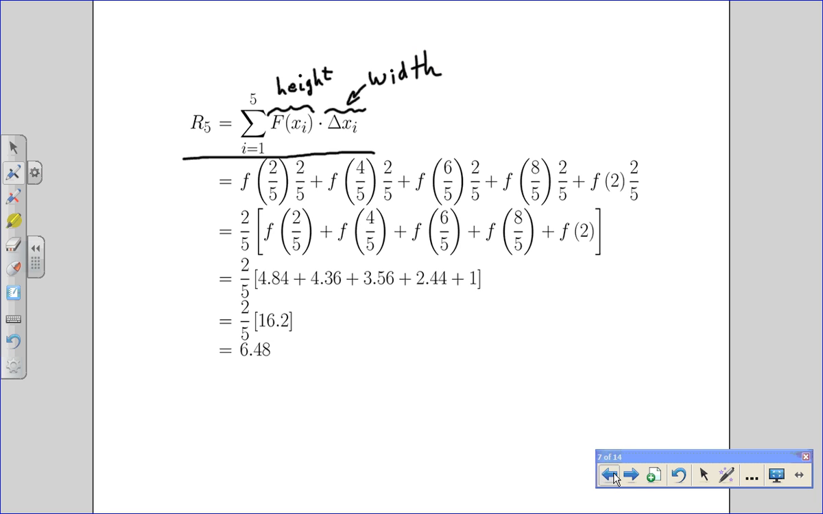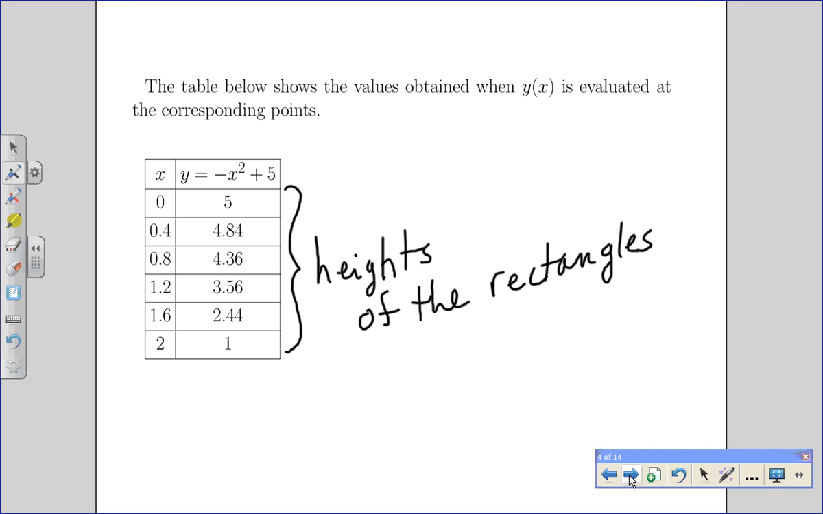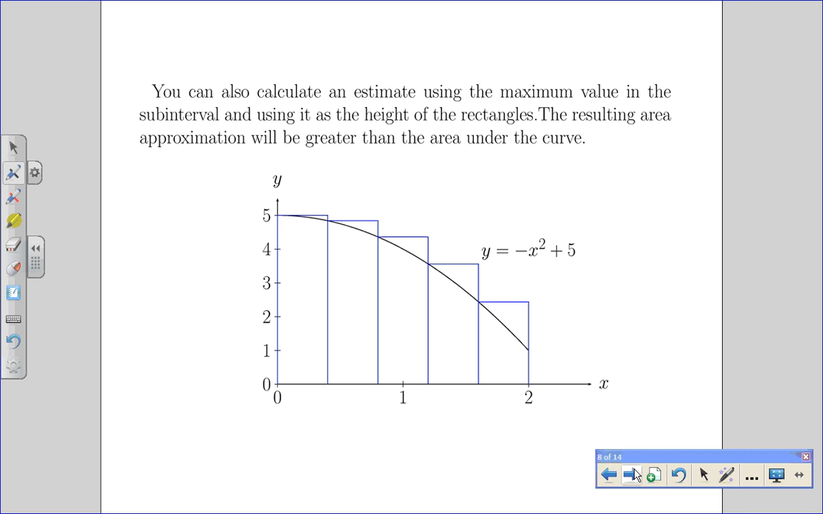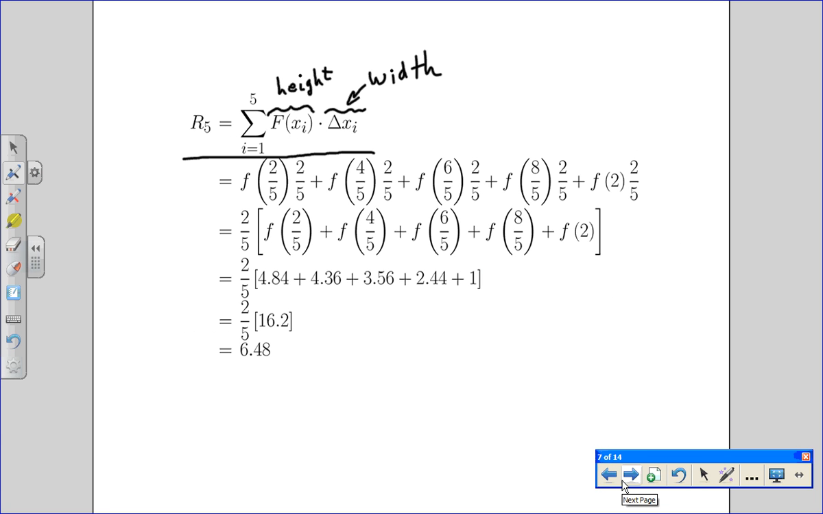So if we come back to our picture, delta x, that's the width of any one of our rectangles. And it's always 0.4 for these, or 2/5. So this is f of 2, for example, that's the height. 2/5, that's the width. And the same thing, height times width, height times width, height times width, and so on.